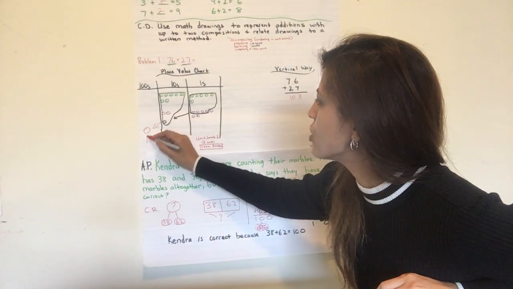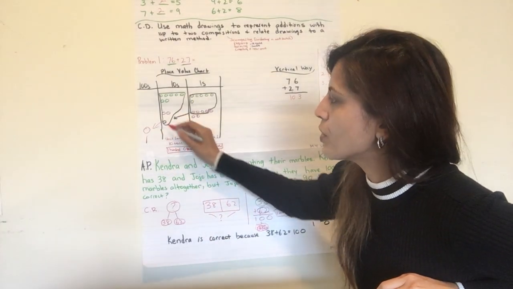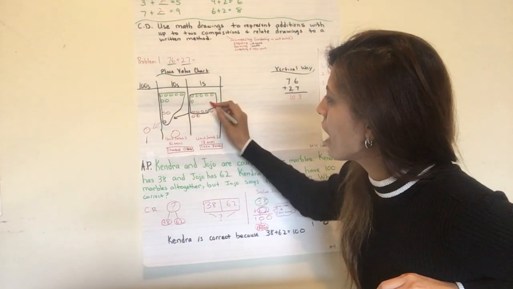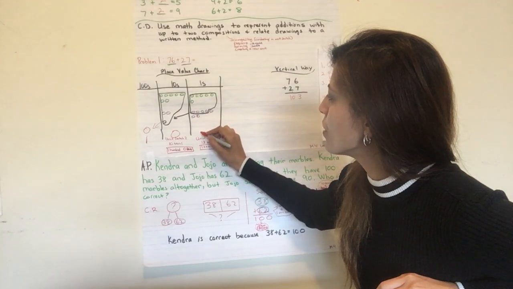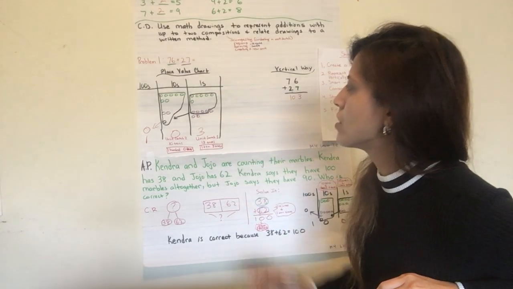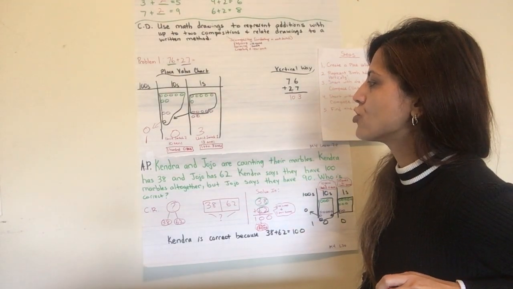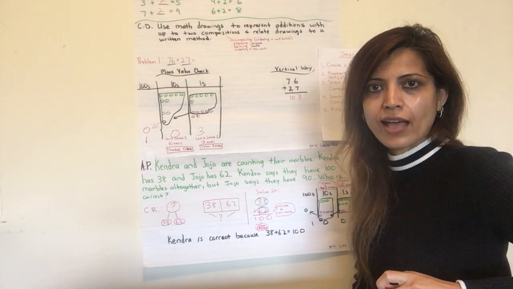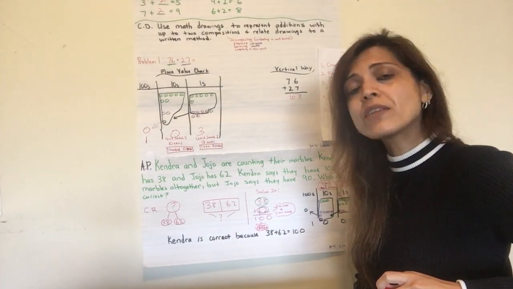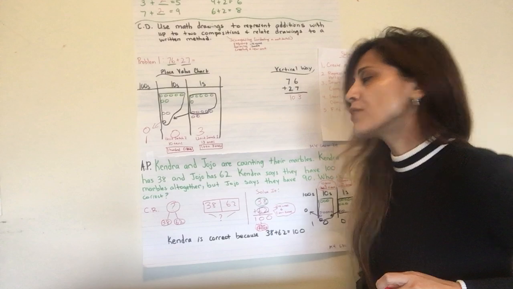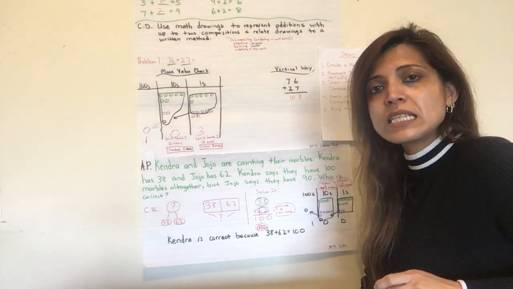I have 100, 0 in the tens column, and then I have 3 ones in the ones column. So the answer is 103. Did you see how I did that? Easy peasy, lemon squeezy. It's a very, very easy process. If you follow these steps, it's quite an easy process.